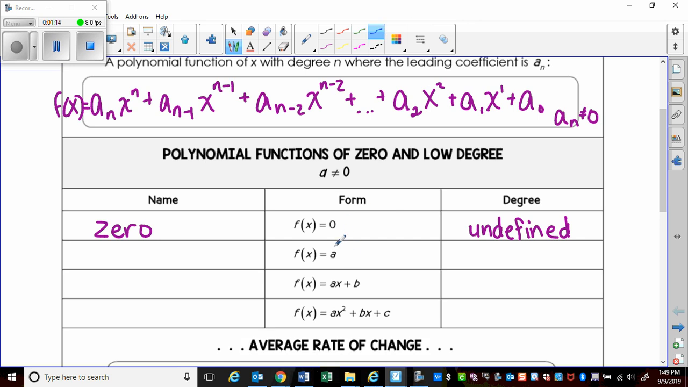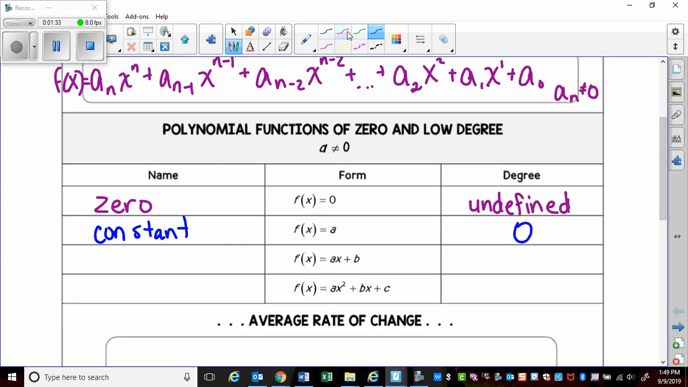So this one is f of x equal to a. a is going to be a constant, a number. If we have like y equals 2, this is called our constant. And the degree is 0. There's still no x there, so the degree is 0.